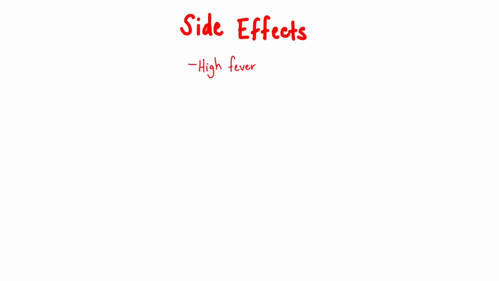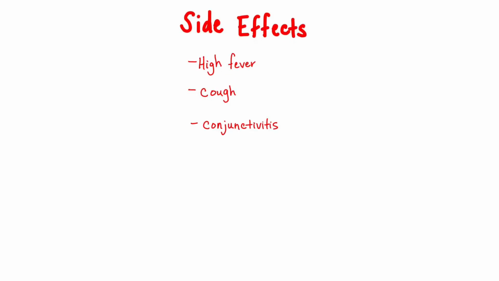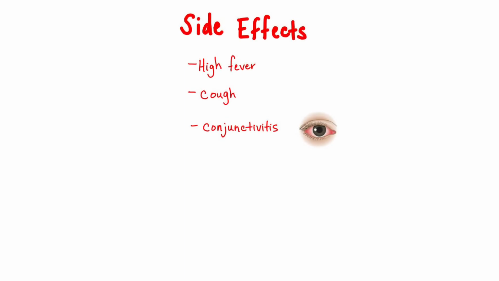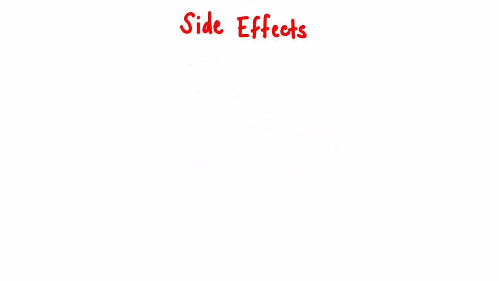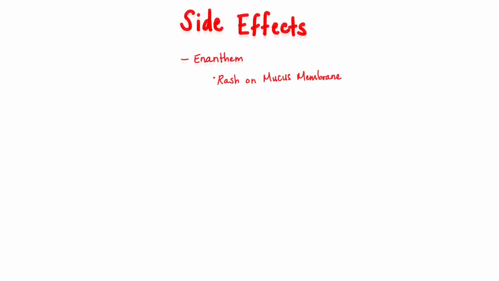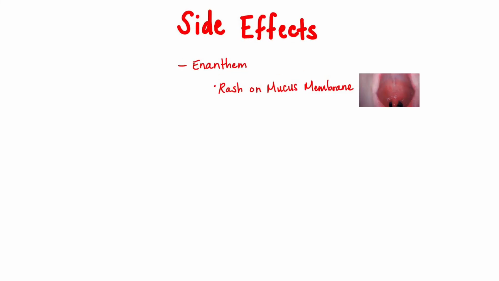The symptoms begin with a high fever followed by a cough, conjunctivitis, or inflammation and redness of the white part of the eye, and coryza, which is essentially a stuffy nose. As symptoms further progress, enanthem occurs, which is a rash on the mucous membrane. They commonly present as small white bumps on the inside of the cheeks.